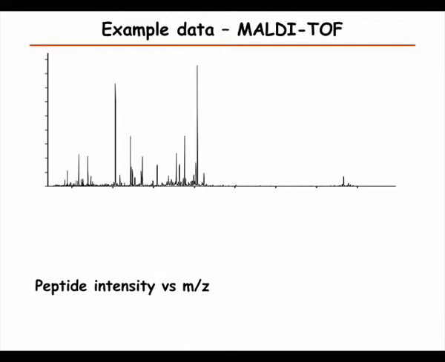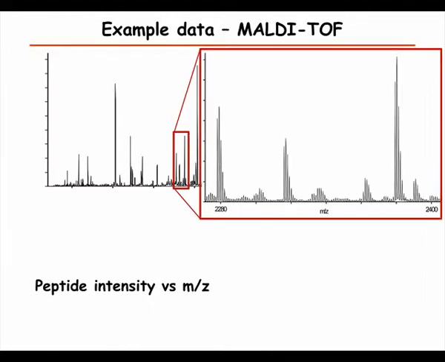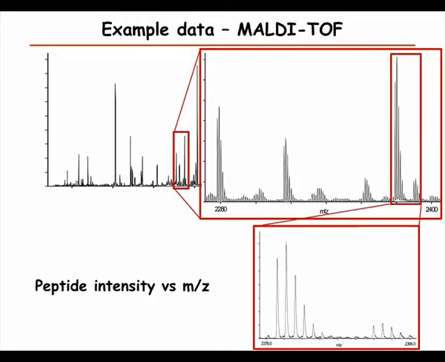So this is the kind of spectrum we get first. If we zoom in to one region, we can see peaks. Each of these groups of peaks corresponds to one peptide, and we'll look at that a little bit later. But you can zoom in even further, and you see that you have these nice isotope distributions.